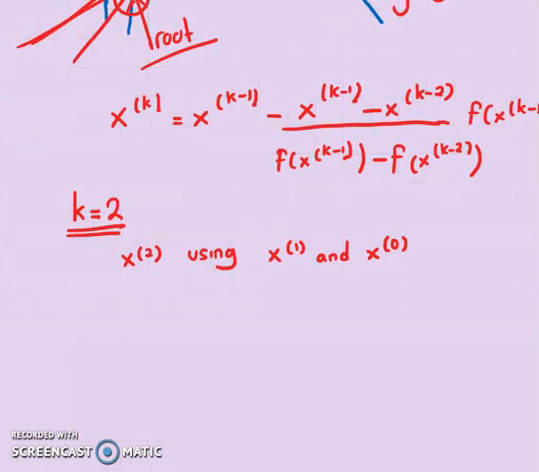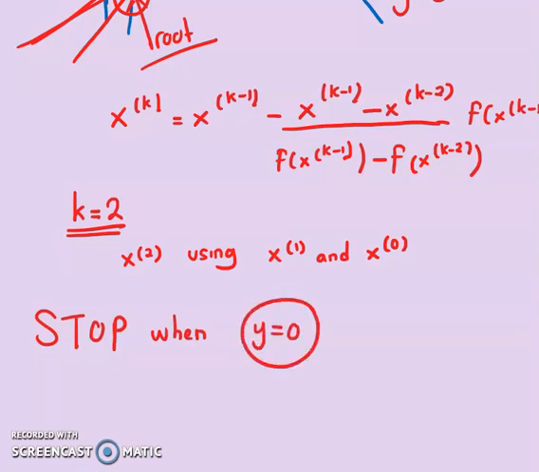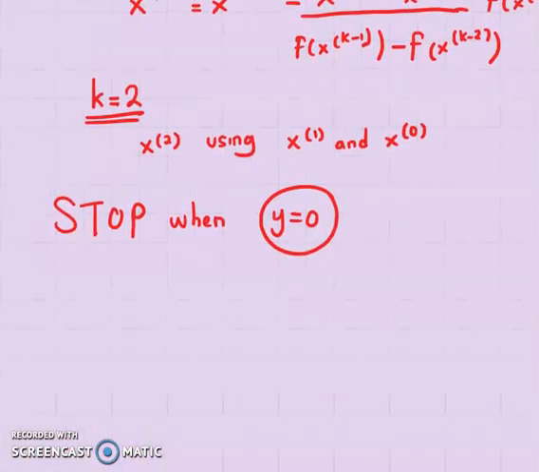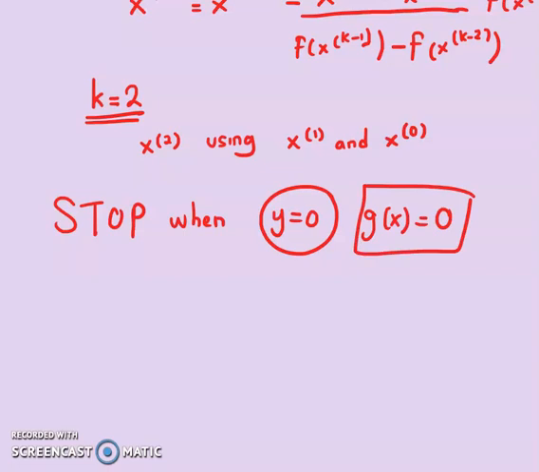Now, how do you find the root? How do you stop, in another way? You stop obviously when y equals 0. In other words, when my function g(x) equals 0. Now, sometimes it's difficult to get the equation exactly 0. So in this case, we can set a tolerance.